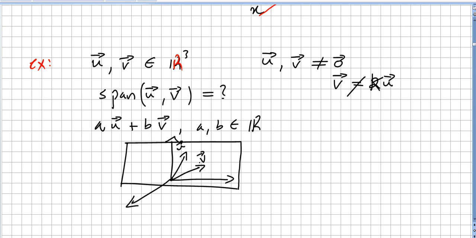Okay, so geometrically, what is this? Geometrically, the span of U and V will be a plane in R3. Let's call it plane alpha. So the span of U and V is the plane in R3 through the origin, of course, and the points U and V here. Okay, and then you'll get a plane alpha. That's the span of U, V.